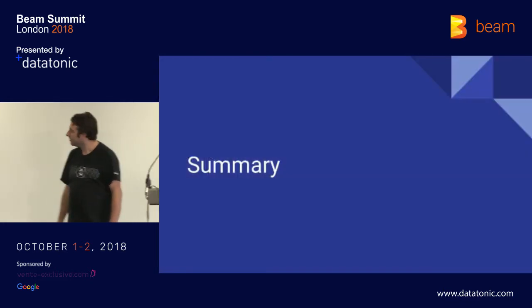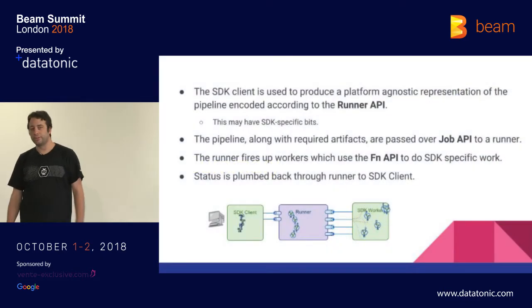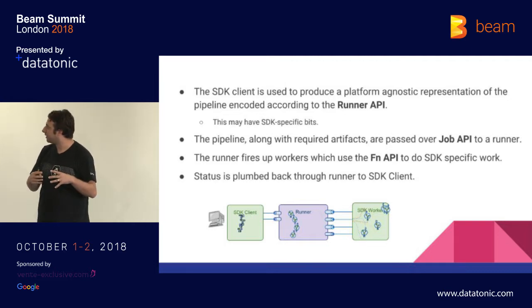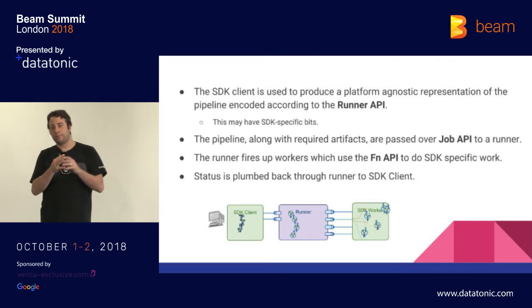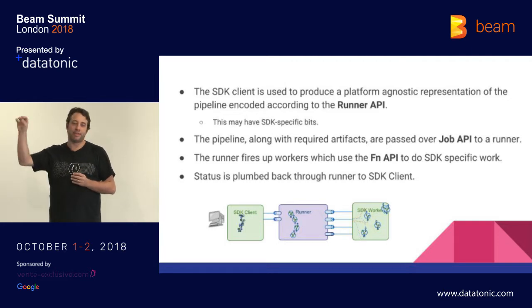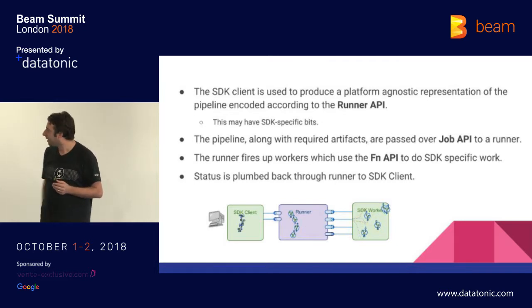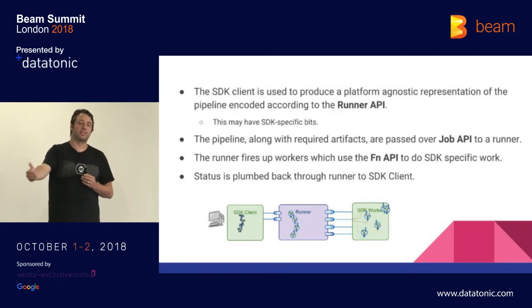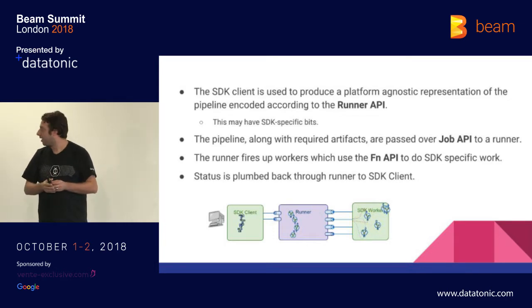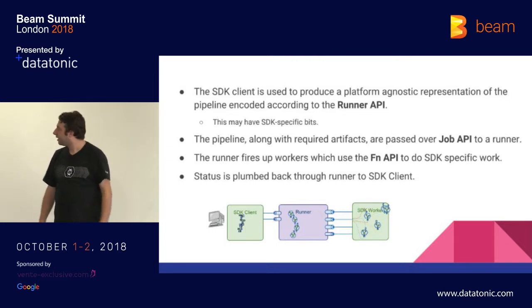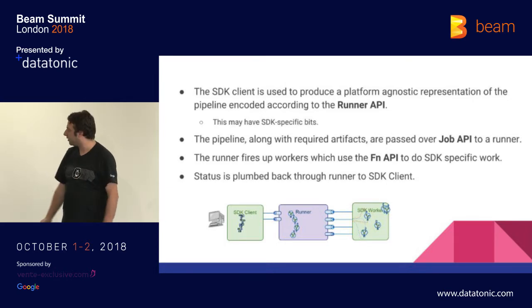So in summary, the SDK client is used to build up a representation of the graph and then compiles it into a language agnostic runner API representation. This runner API representation has these little payloads that may be language specific, that only the SDK knows what they mean. You know, serialized Java bytecode. And then it sends this information along the jobs API to a runner. And this runner then fires up the workers according to the environment specification, uses the fun API to actually execute the code, and status is plumbed all the way back up this channel to the SDK client.